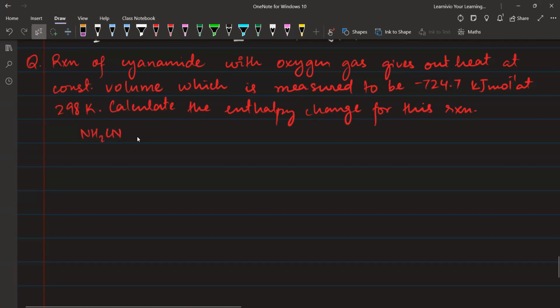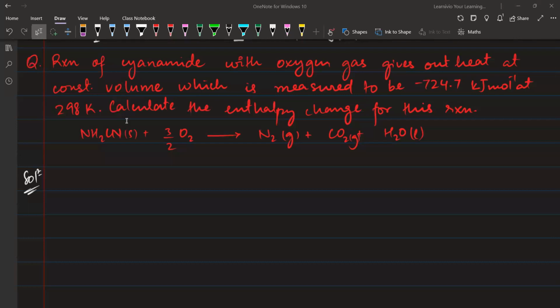The reaction is NH2CN, cyanamide, which is by the way solid, plus O2, so write 3/2 O2. This reaction gives 1 mole of N2 plus 1 mole of CO2 and 1 mole of water. Here N2 is gas, CO2 is also gas, water is going to be liquid at 298 Kelvin. Tell me which word is important in this particular question. There is one word which is important. Which word is it?